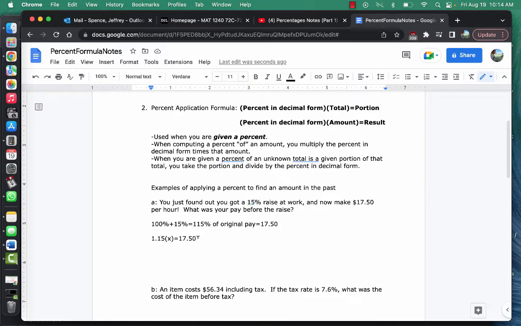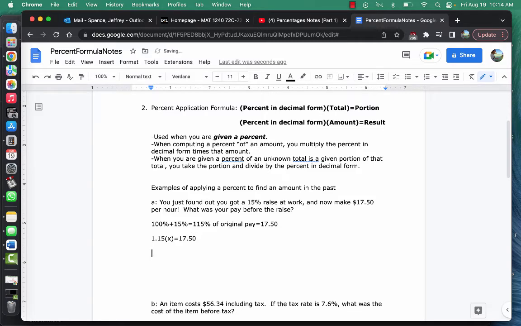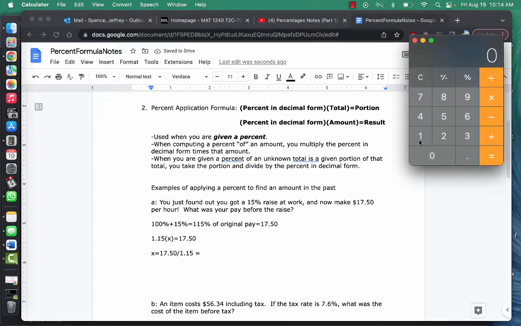So the hard part is just making sure that you understand that that 15% raise is not just 0.15 of the original pay, it's 1.15 because you're getting the original pay and adding on 15%. From here, once we have the setup, it's pretty easy. You just take 17.50 and you divide by 1.15. You get your result. I'll show that here. And we round to the nearest cent because this is a money example. So that's the nearest hundredth.